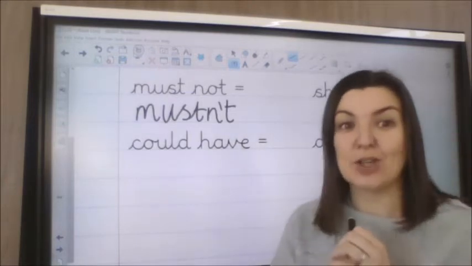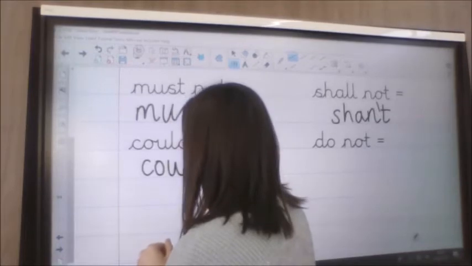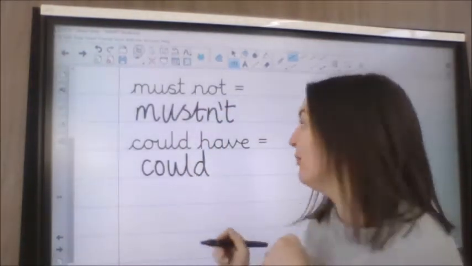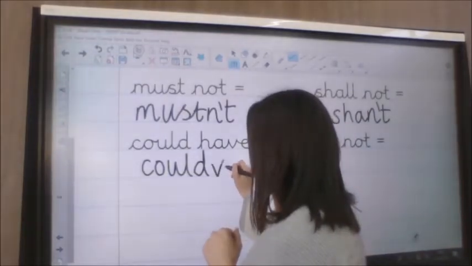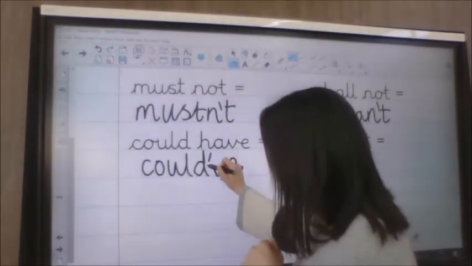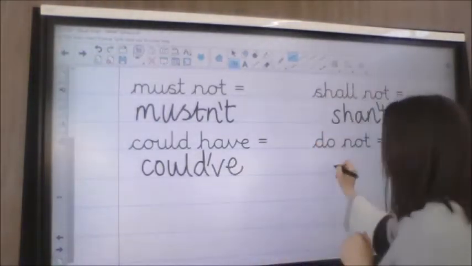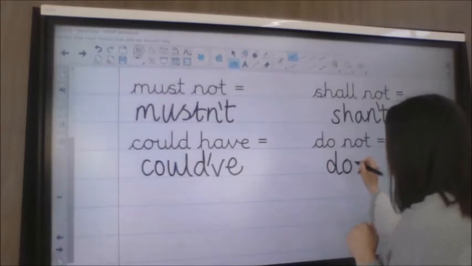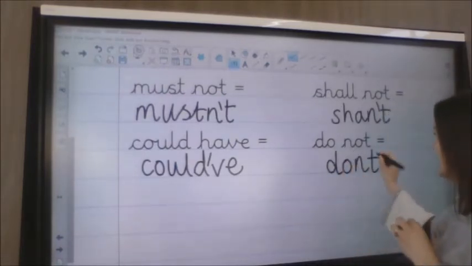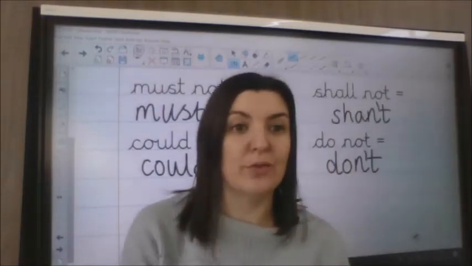Okay, so you should have had a little go at those. So could have becomes could've. Sometimes people think it's could of, but it's could've for could have. So the H and the A are missing there, so that's where the apostrophe goes. And then do not becomes don't. So the D's there, the O's there, the N's there, and then the O is missing there. So that's where your apostrophe goes.